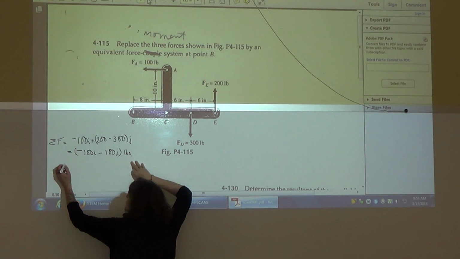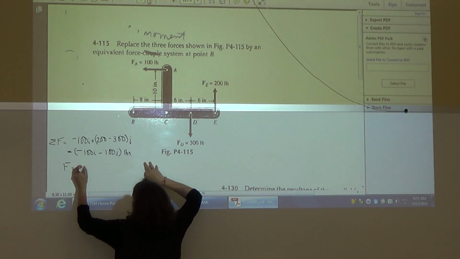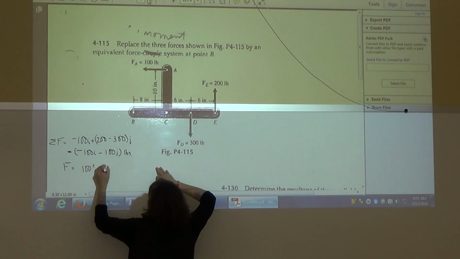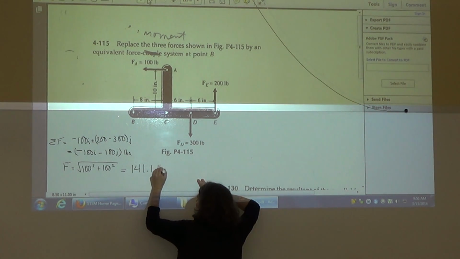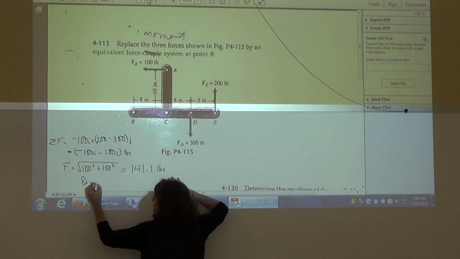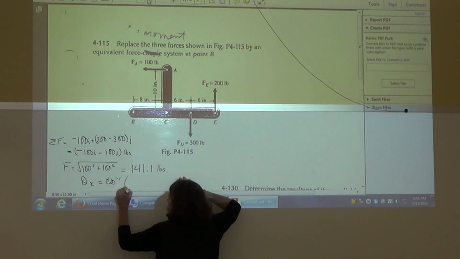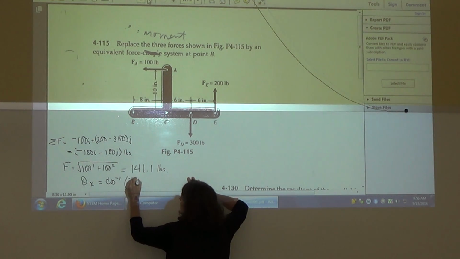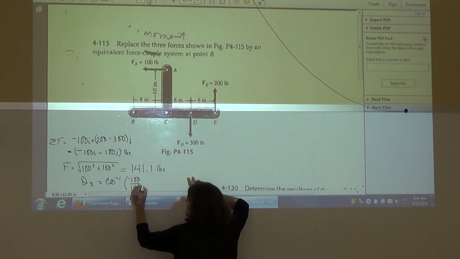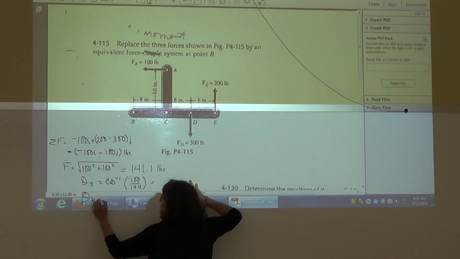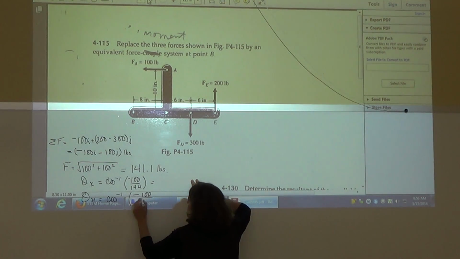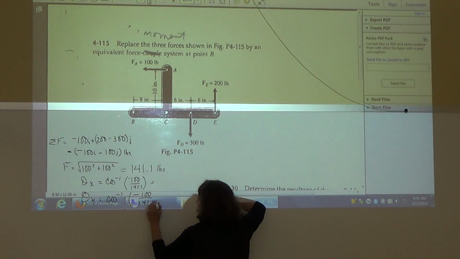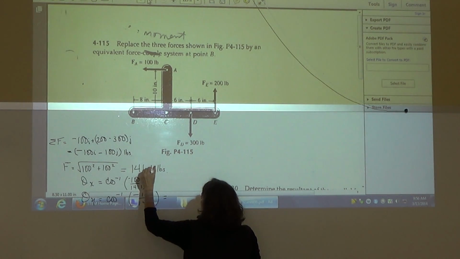So let me do that one. So the magnitude of this force would be 100 squared plus 100 squared under the radical, and I think it comes out to be 141.1 pounds. And let's do theta x is equal to the inverse cosine of negative 100 over 144. And theta y would be equal to the inverse cosine of the same, negative 100 over 141.1. It's a 141.4. 4, thank you.